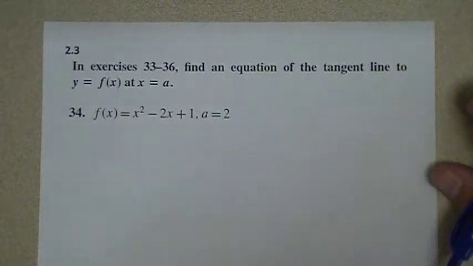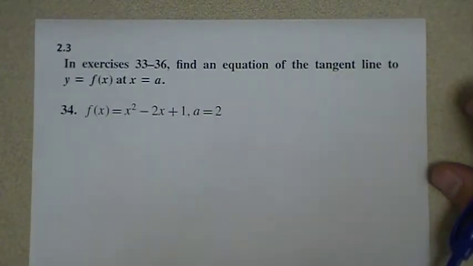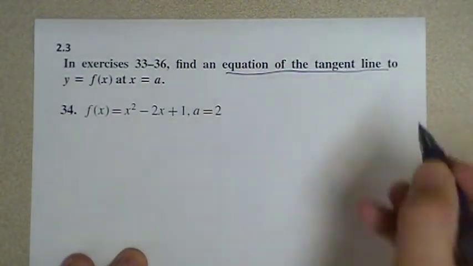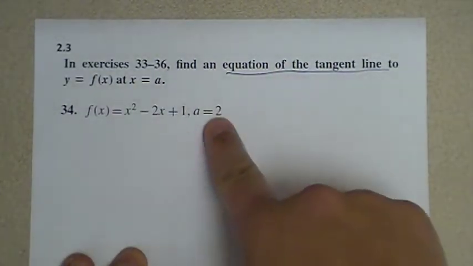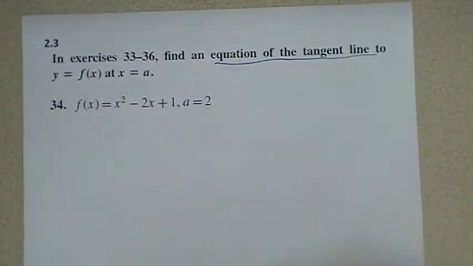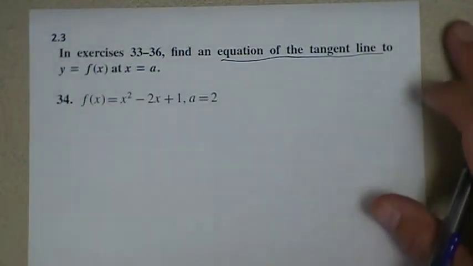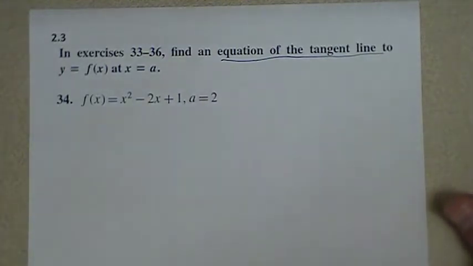All right, one more problem from section 2.3 I want to take a look at with you is number 34. This is a problem where we want the equation of the tangent line to this curve at x equals 2. This should be way easier to do now than it was last week when all we had to work with was the definition of the derivative. Now we know some derivative rules. The process of taking a derivative is much more efficient for us now.